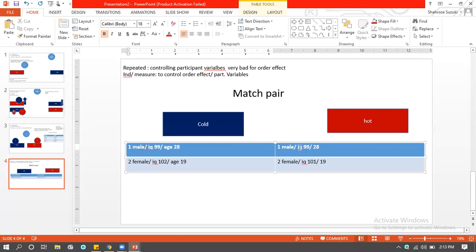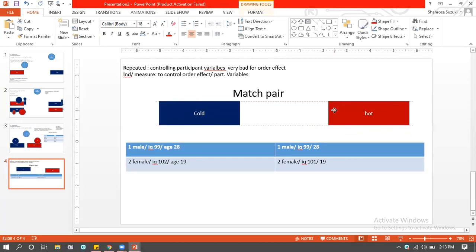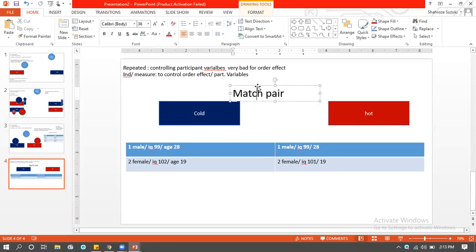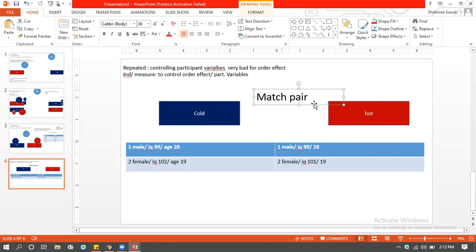Are these two groups equal quality-wise? Well, look here: male, same IQ, same age. Female, same IQ, same age. So quality-wise, these people are equal. These people will go in the hot condition, these people will go in the cold condition, right? Then they're going to give an exam. The exam is supposed to be the same exam, right? And at the end of the day, you're going to find out which temperature allows for more scoring.